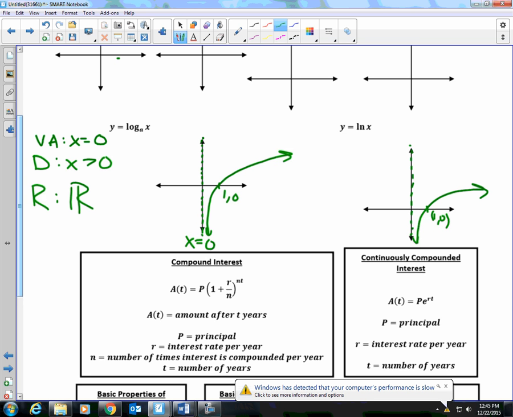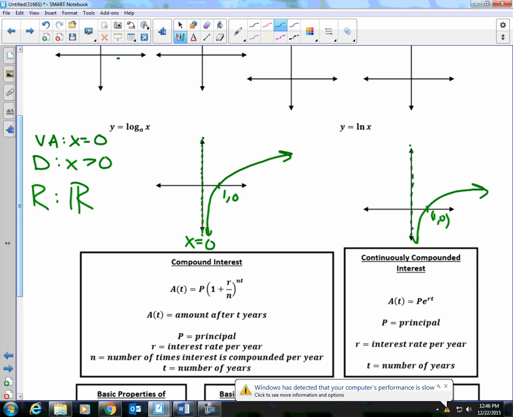When I say you may not take the logarithm of a negative number, that means the domain. Are you allowed to plug in negative numbers for the domain? No. Are you allowed to take the logarithm of 0? No. Okay? But you can get out positives and negatives.